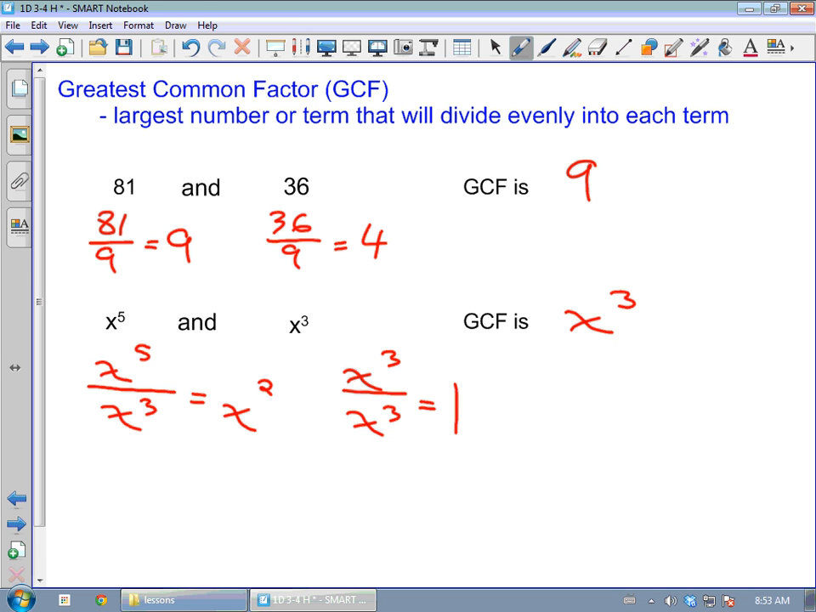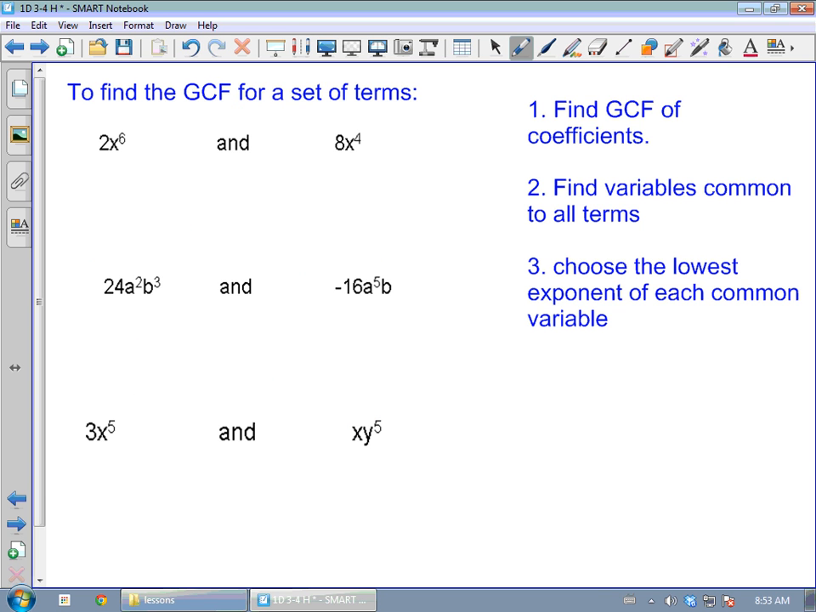So our first step in factoring is always to find this greatest common factor, this largest term that divides evenly into the terms that we are interested in. Let's look at a few more examples here. There's a set of steps that you want to follow if you're finding the greatest common factor for a set of terms. Here I've got two terms, 2x squared and 8x to the power of 4.